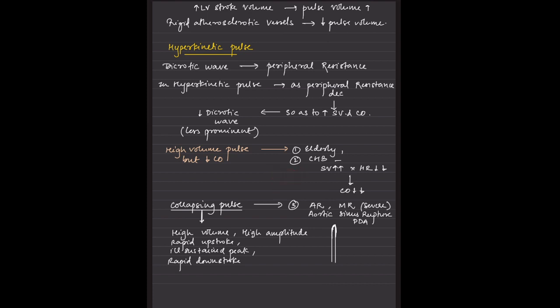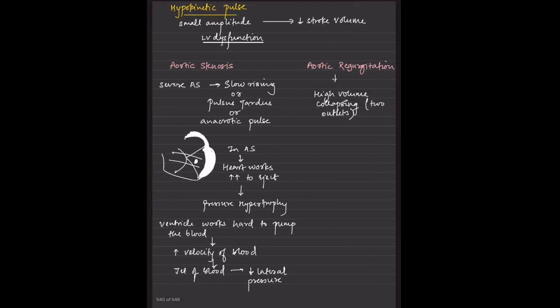Collapsing pulse has a rapid upstroke, then an insistent peak of high amplitude, then a rapid downstroke. So this is a high volume, high amplitude pulse with rapid upstroke, insistent peak, and rapid downstroke, which is seen in AR and MR, and also in PDA and aortic sinus rupture. Then hypokinetic pulse, small amplitude, is seen in LV dysfunction.